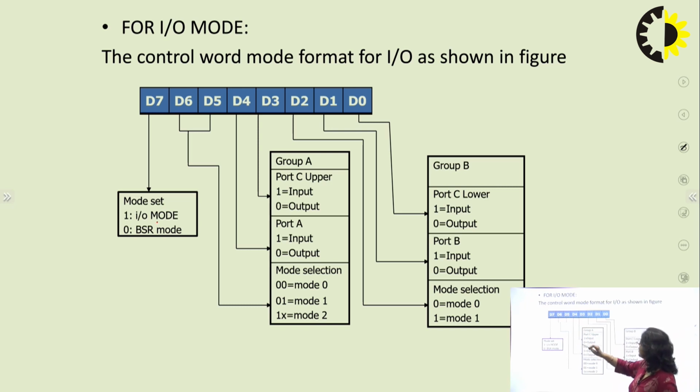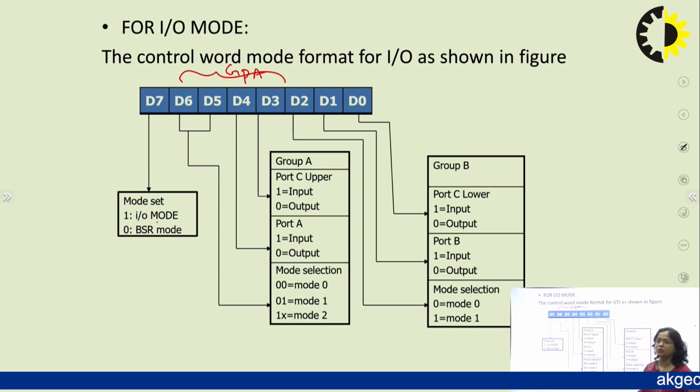The next 4 bits are used for group A. D3 will define port C upper bits, 1 for input and 0 for output. D4 will define port A, 1 for input, 0 for output. And D5 and D6 are used for mode selection, that is 0, 0 for mode 0, 0, 1 for mode 1 and 1, 0 or 1, 1 for mode 2. The next 3 bits are used for group B.